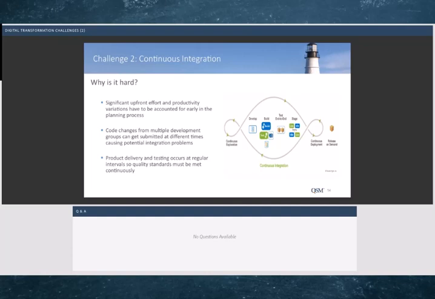Number 3, because product delivery and testing occur at regular intervals, we have to be testing all the time. Quality standards have to be looked at continuously. So this is a big challenge when there are a lot of moving parts and when you have multiple vendors and multiple groups working together.